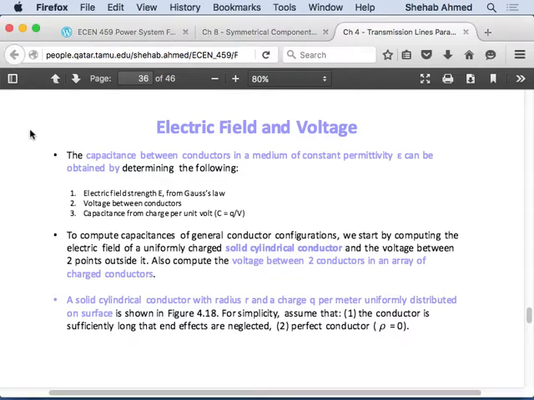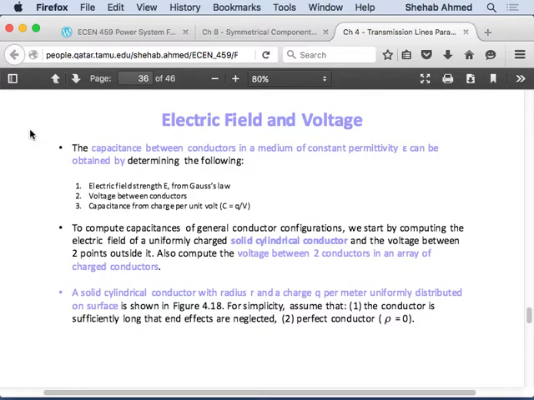Today we'll wrap up the capacitance calculation. So we did the resistance and inductance calculations in the past 2 lectures. Today we'll do capacitance calculations. And the way we'll do capacitance calculations is starting from the electric field calculations around the conductor.